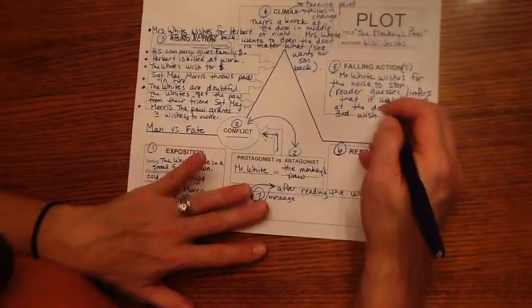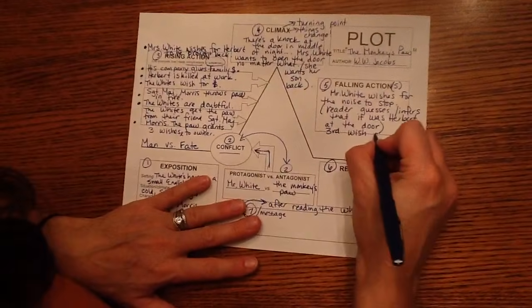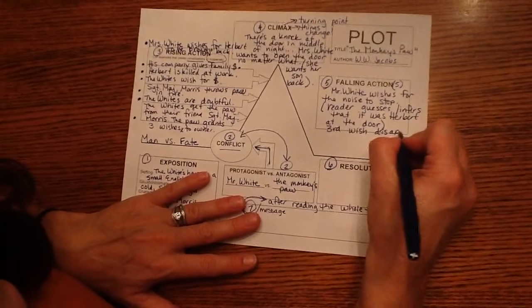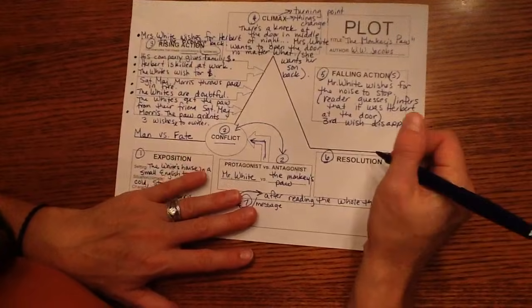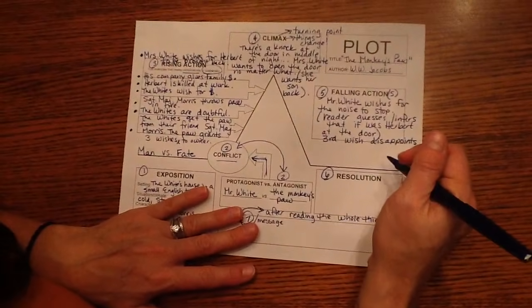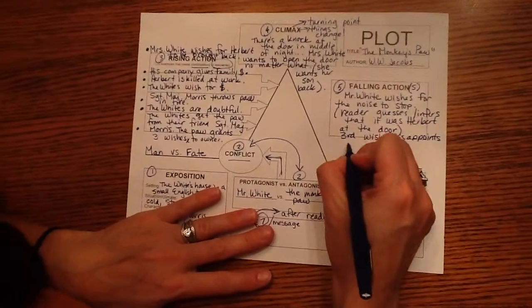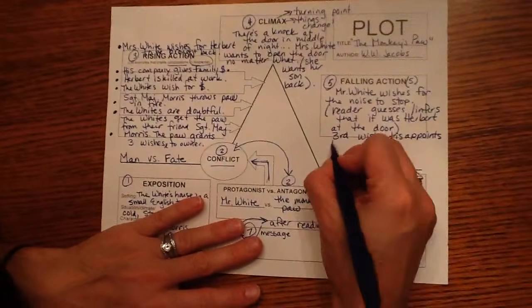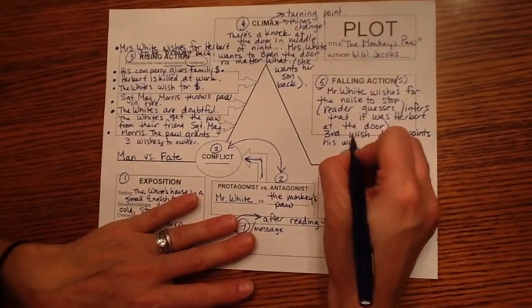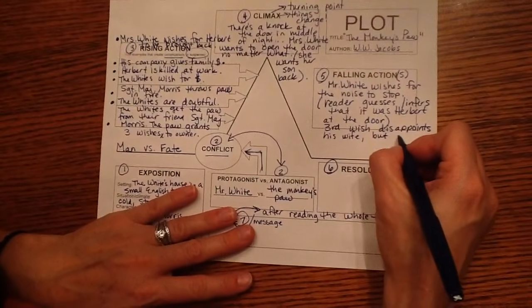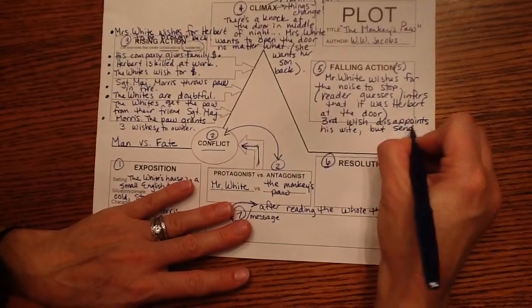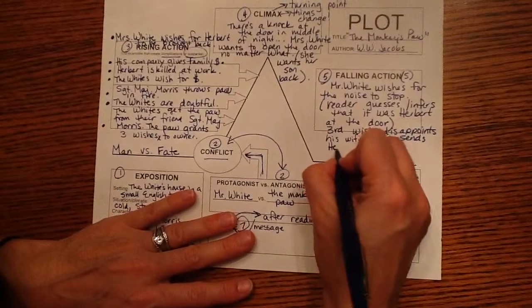Okay, so the third wish, and remember that there are 3 wishes that go along with the monkey's paw. The third wish definitely disappoints Mrs. White. She's very upset that they don't open that door, but Mr. White has panicked. So she's disappointed. Third wish disappoints his wife. But if it is Herbert, the third wish sends Herbert back to his grave.